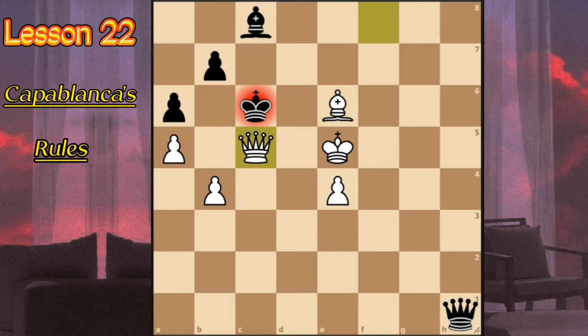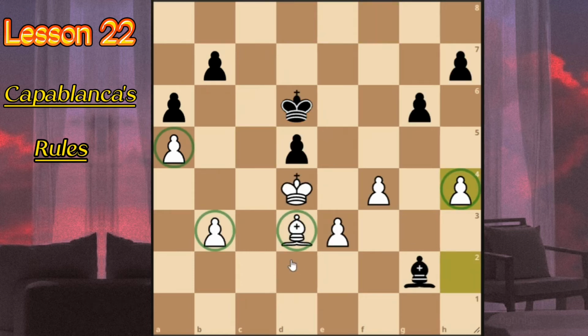Yeah, again, so let's have a look. If you have a bishop, then you need to put your pawns on the opposite color squares to your bishop.